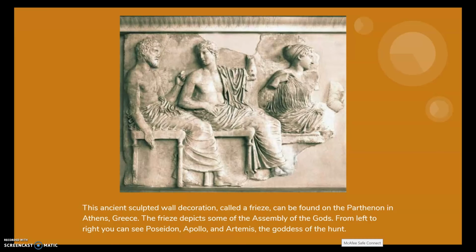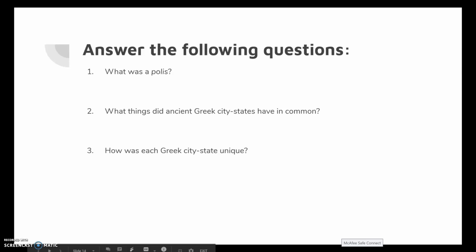This is a sculpted wall called a frieze, and it can be found on the Parthenon in Athens. It depicts the assembly of gods from left to right. You can see Poseidon, Apollo, and Artemis, the goddess of the hunt. So they were all together, and there were pictures built into the buildings of their gods all over the city, or all over the country and cities.